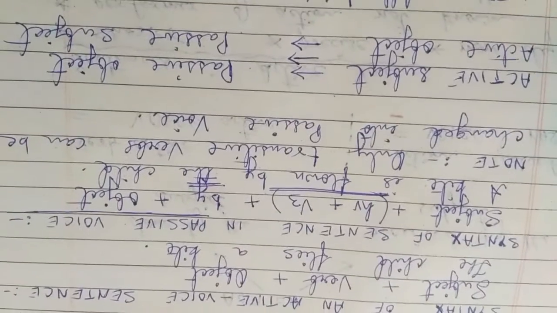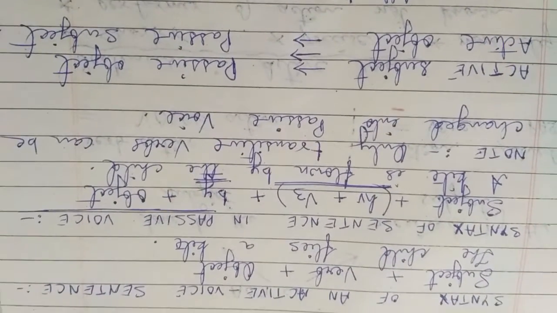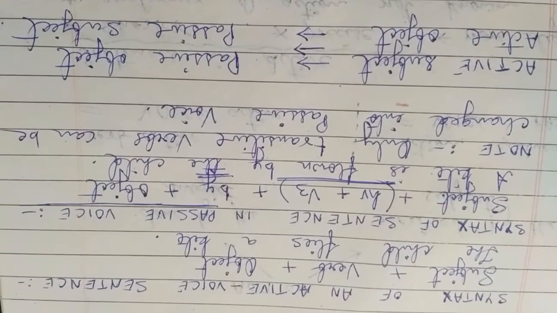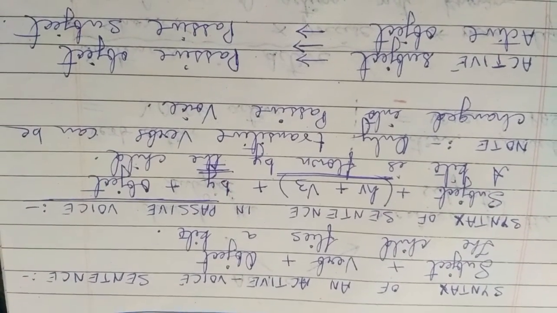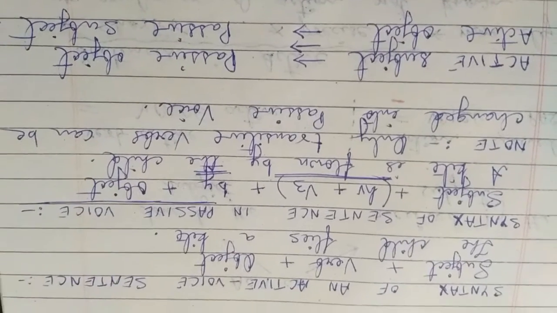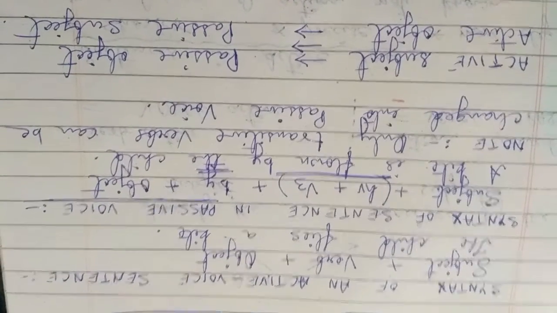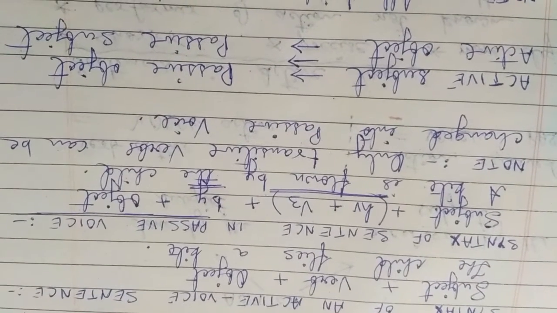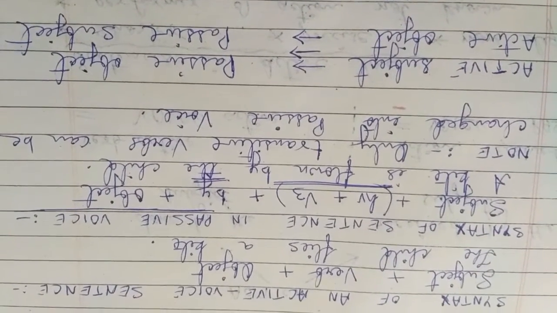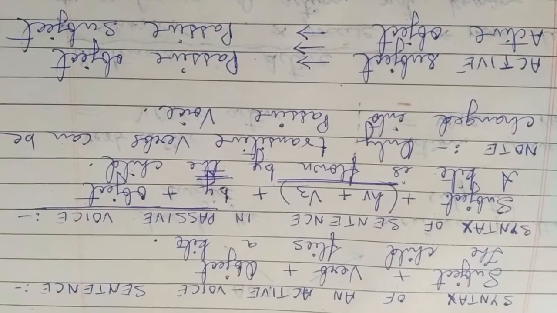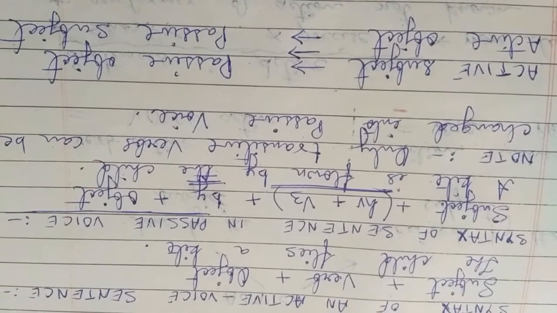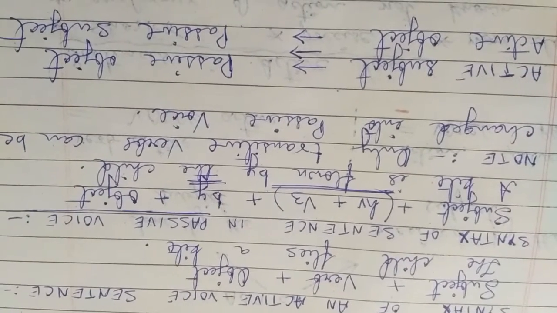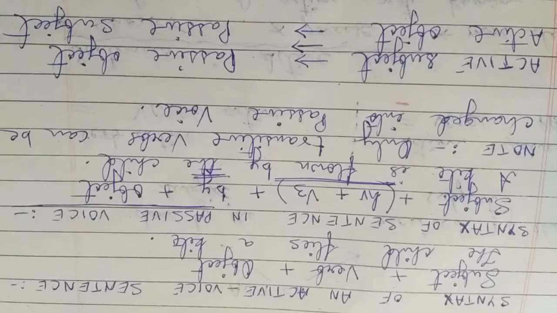Now here with example I will tell you how to change a sentence in active voice into passive voice. You already learned the syntax of an active voice sentence, subject plus verb plus object, but there is a very slight but very important change in the format of writing the sentence in passive voice. This will be as follows: subject plus verb plus by plus object. Here children you will have to introduce a new word, by.